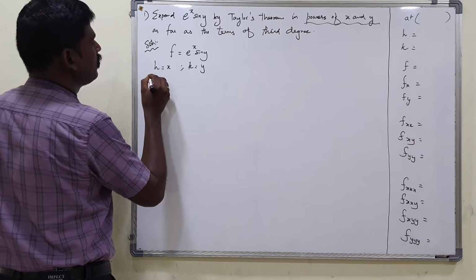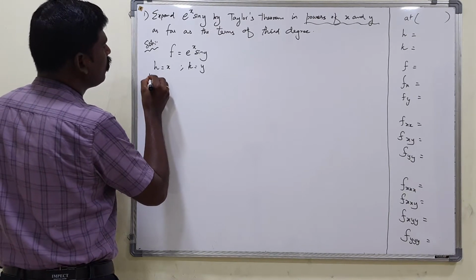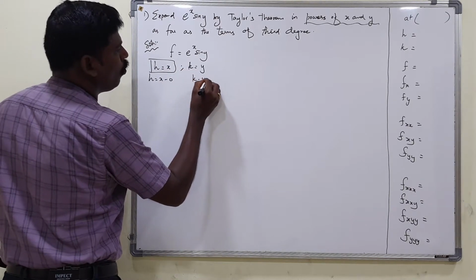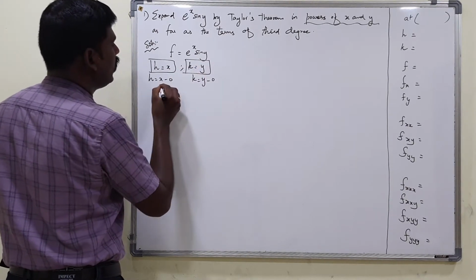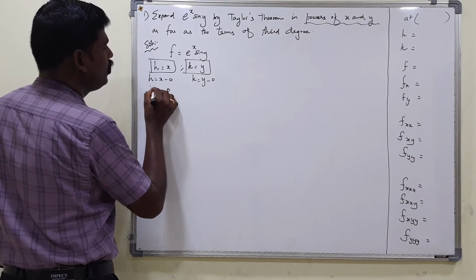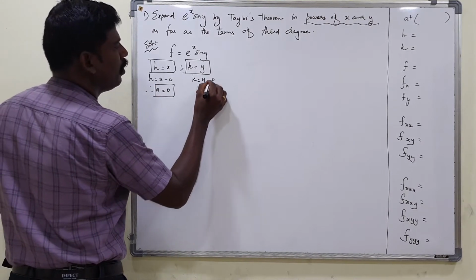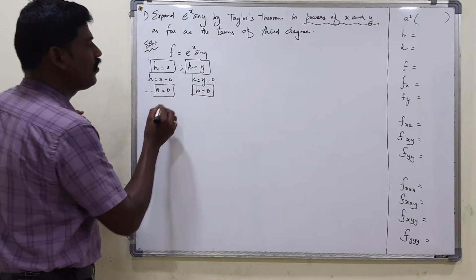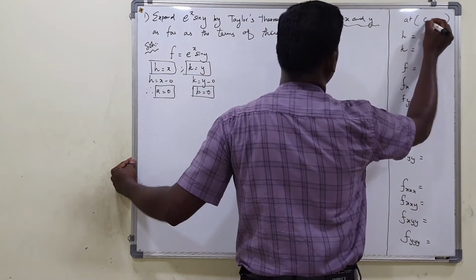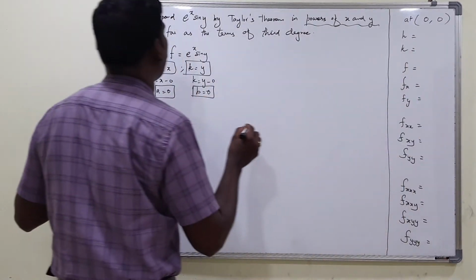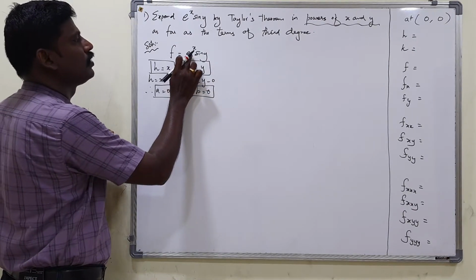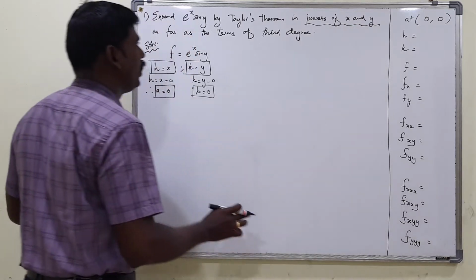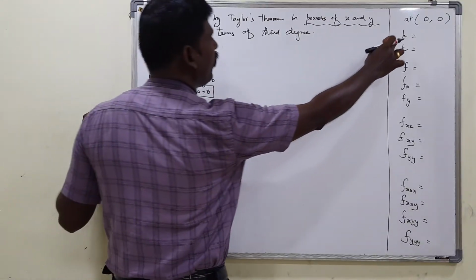So this can be written as x minus 0, isn't it? So h is equal to x minus 0. k can be written as y minus 0, isn't it? Therefore, what is a? A is equal to 0. What is b? B is equal to 0, isn't it? Right? So after finding a and b, write it here. What is a? 0. What is b? 0. So we are going to find out the Taylor series expansion of this function e power x sin y at 0, 0. That is indirectly given in powers of x and y, right? That's all. Now I am going to find out all these values.